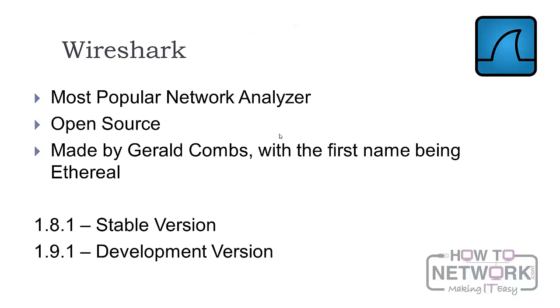Now, Wireshark is the world's most popular network analyzer, available for free to all as an open source tool. It started as a project by Gerald Combs with the name Ethereal, which was later changed to Wireshark. One important point to mention is that the version number tells you whether it's a developmental or stable release. If the second digit after the decimal point is even, it's a stable version. Otherwise, it's a development release.